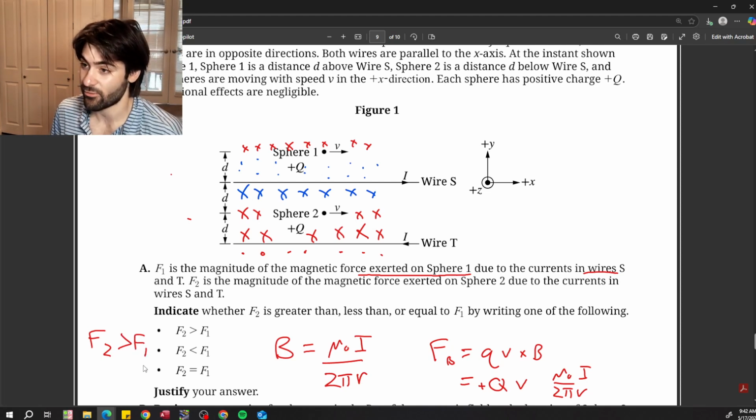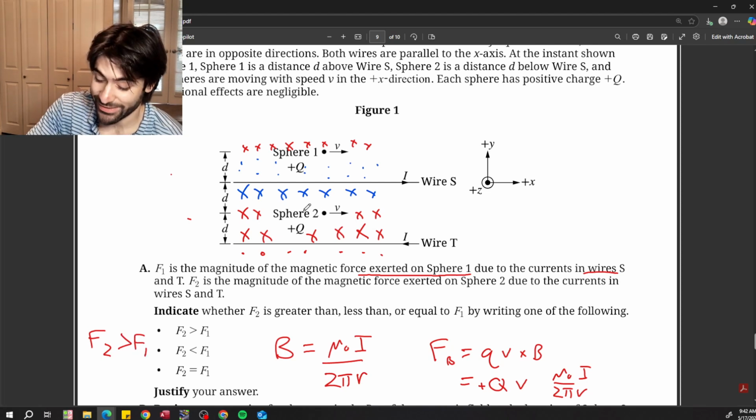You can give a couple of reasons for your explanation. They're working together. They're going in the same direction at the location of sphere 2, whereas they are subtracting to make it weaker at sphere 1. You're also further away from wire T. This one's equidistant from both wires.